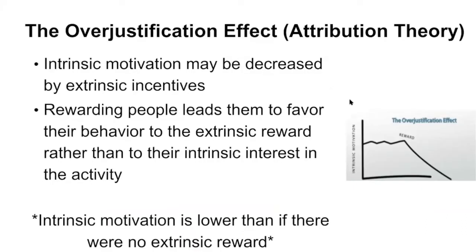Well, one reason is this. This is called the overjustification effect or attribution theory. And it states that intrinsic motivation may be decreased by extrinsic incentives. In other words, if a person is intrinsically motivated for something and you start to offer extrinsic incentives, that actually reduces their intrinsic motivation over time. In other words, rewarding people leads them to favor their behavior to the extrinsic reward rather than the intrinsic activity.